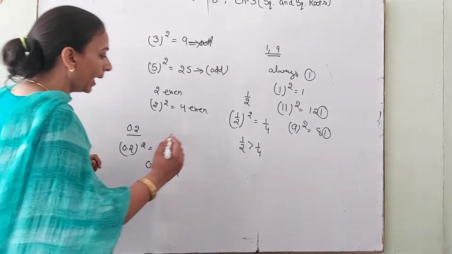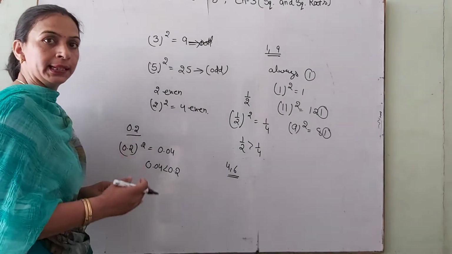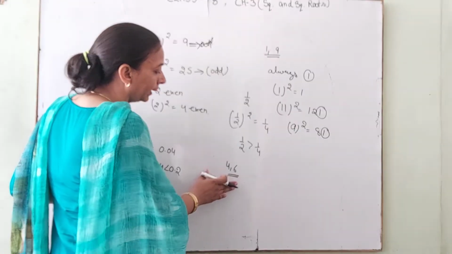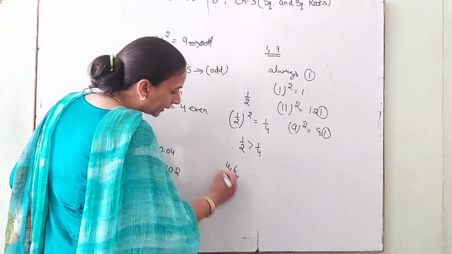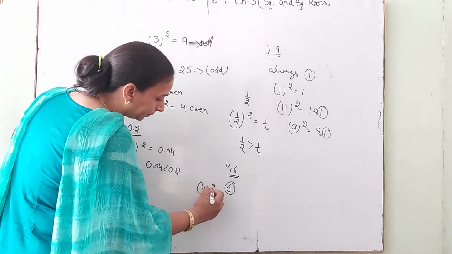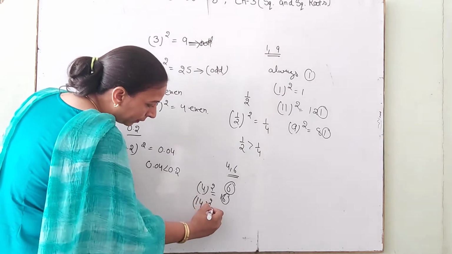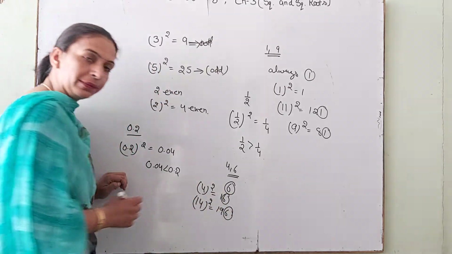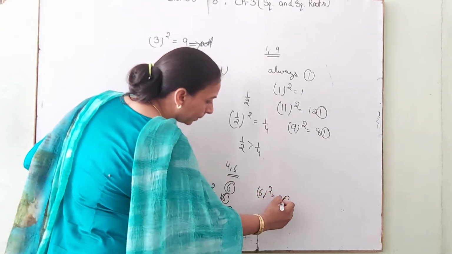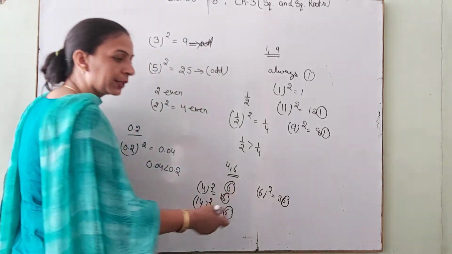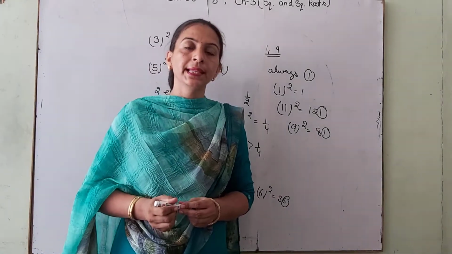And in the same way, if a number ends with 4 or 6 in the unit place, then the unit place of its square is always 6. For example, 4 squared is 16, and the unit place is 6. 14 squared is 196, and the unit place is 6. 6 squared equals 36, and the unit place is 6. And for numbers like 16, 26, 36, the unit place of the square is always 6.